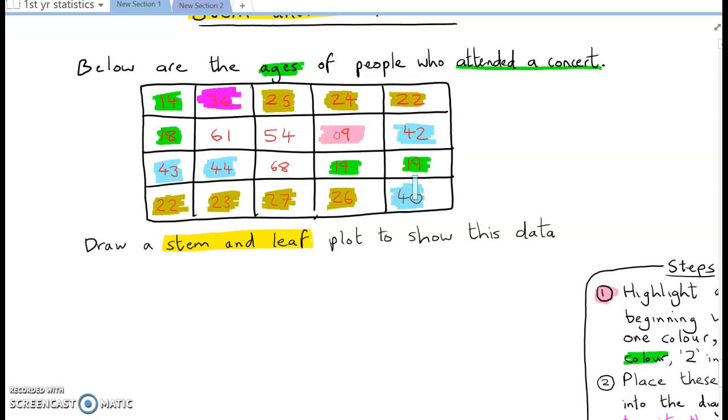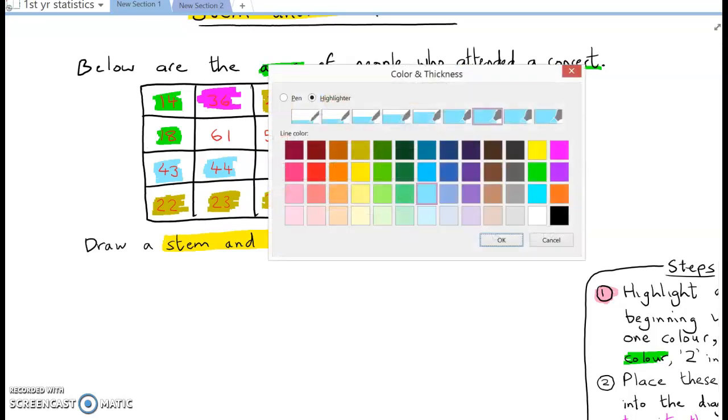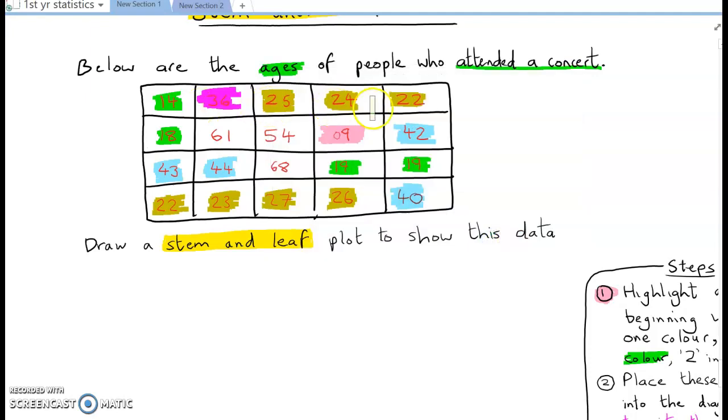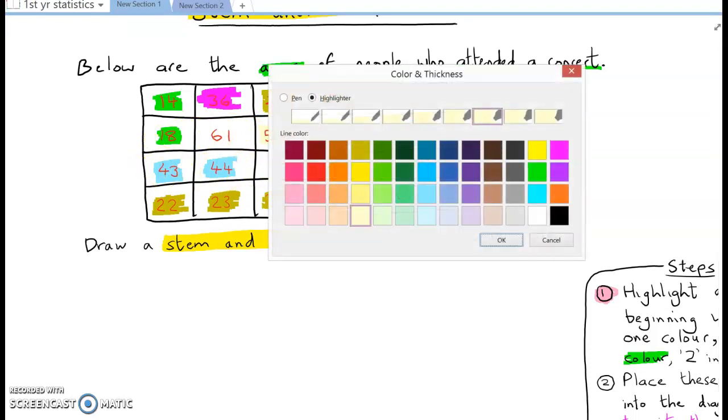And now I'm going to do all the numbers that begin with 5. Where are we? Here's one. And that's it. And lastly then, I'm going to do the numbers that begin with 6. So let's see what colour I'll pick for this one. Maybe this colour.